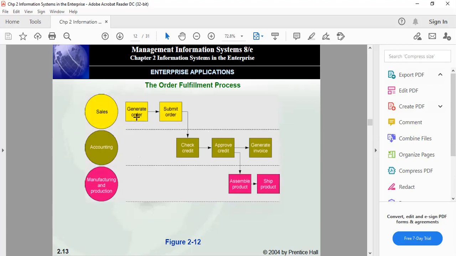So you can see here that the three functional departments involved are sales, accounting, manufacturing, and production. So for the sales, we begin with, of course, first coming from orders of customers. Then we check our supplies, we deliver if ever our supplies are there to our intended customers. Customers will accept the products, and then that's the time that we can have sales. So generate order, submit the order.